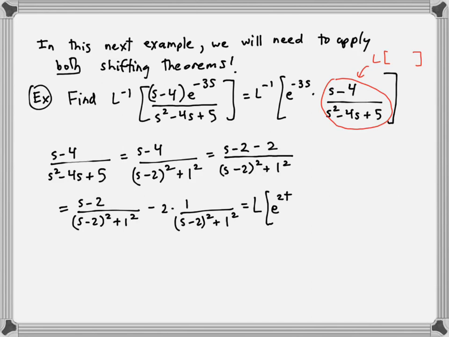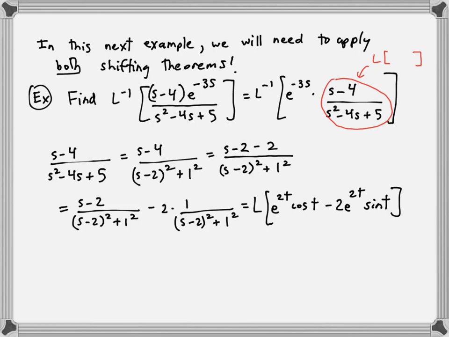e to the 2t. So this is going to be e to the 2t and then cosine of 2t. Oh no, cosine of t, I'm sorry. It's cosine of t because of the plus 1 squared. So it's e to the 2t cosine of t, and then minus 2, and then e to the 2t again for the shift, and then sine of t.